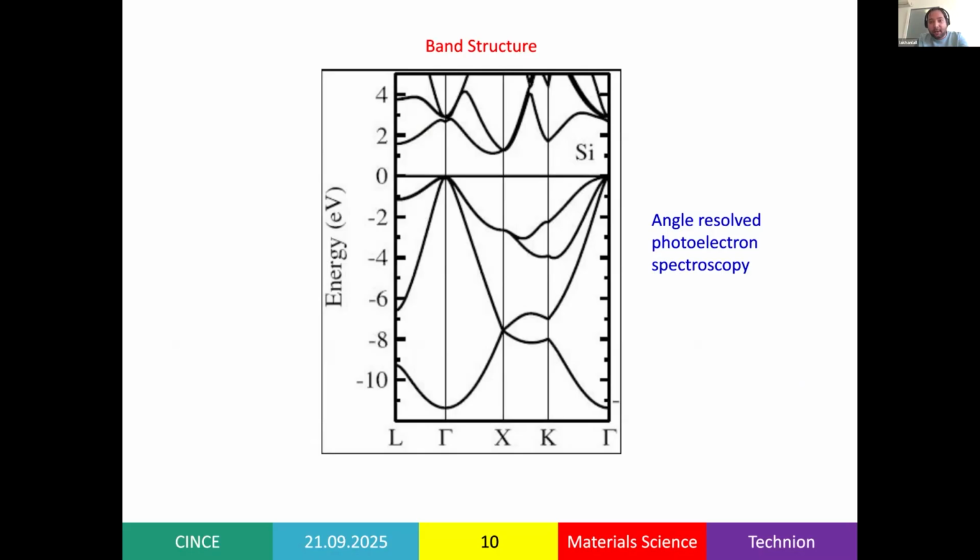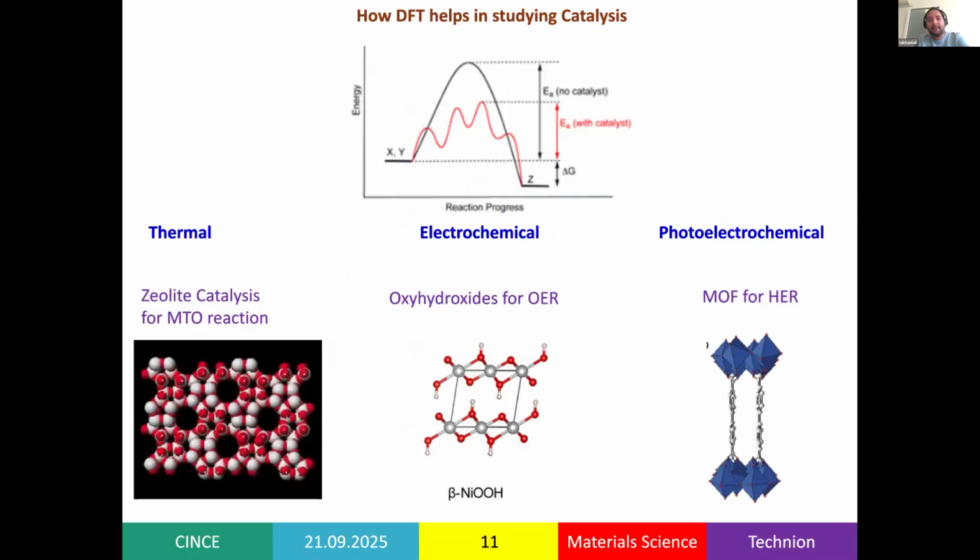And again, measuring the band gap and band structure of the material experimentally is very tricky. It's not easy at all. But we get this from DFT very easily. So these things we get from DFT, and I will be showing you how we are using it in catalyst design. So how does DFT help in studying catalysis?